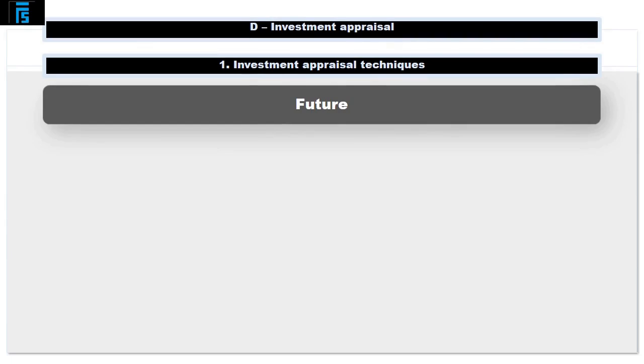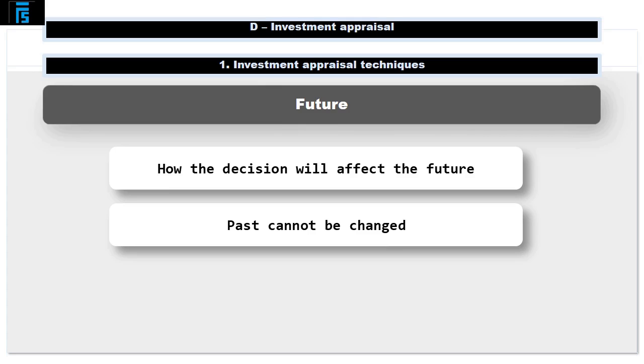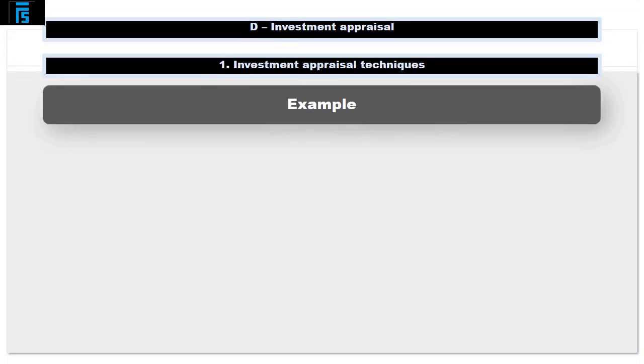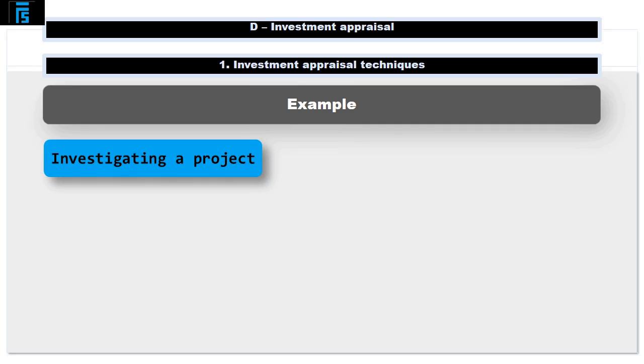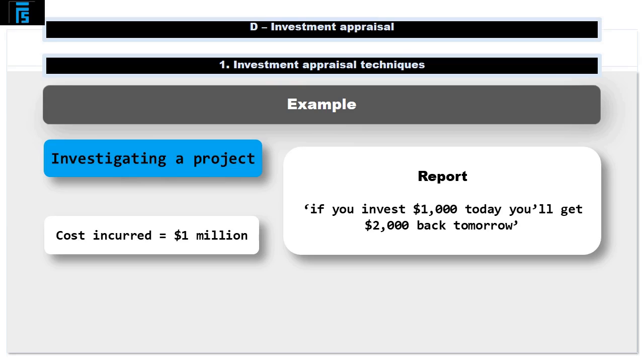Firstly, let's consider the significance of the word future. When we're making decisions, we're concerned about how that decision will affect the future. Anything that happened in the past cannot be changed, so should not be considered further in the decision itself. For example, suppose I commission an investigation into a project, and that investigation cost me $1 million. When I read the report, it says, if you invest $1,000 today, you'll get $2,000 back tomorrow.